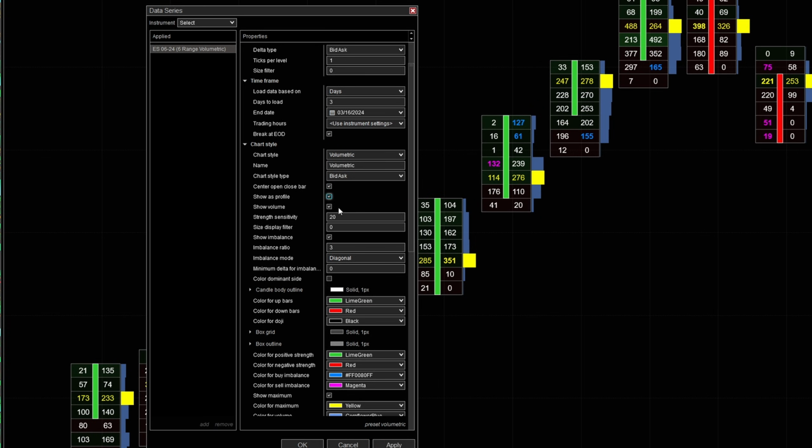If we have this on show as profile, you can kind of see where there's a miniature volume profile within there. Also, show volume. We want to make sure that show volume is checked. Sensitivity strength, I just left that the same. Size filter, I keep that at 0.